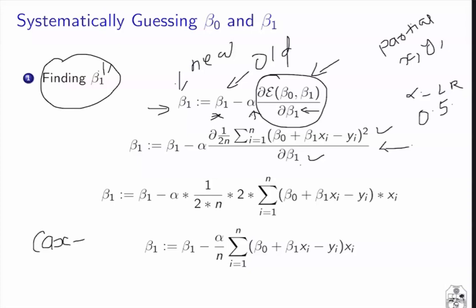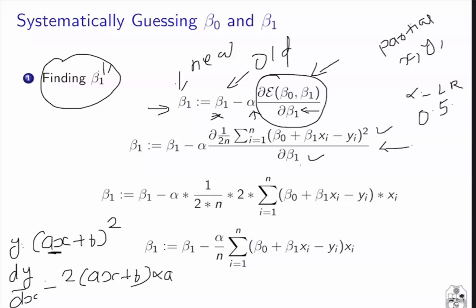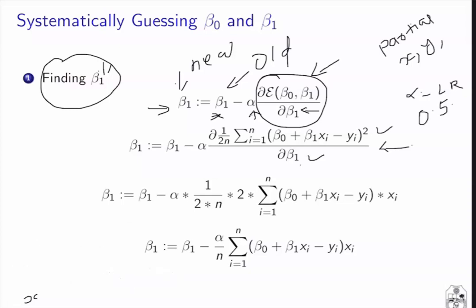Derivative of, suppose this is ax plus b, you want to take the derivative of y: dy by dx is equal to 2 times (ax plus b), and the derivative of ax is nothing but a. So similarly, we are going to use this formula to calculate the partial derivative now here. And when we are taking the partial derivative with respect to beta 1, all other terms are constant except this. And we have taken these two here.